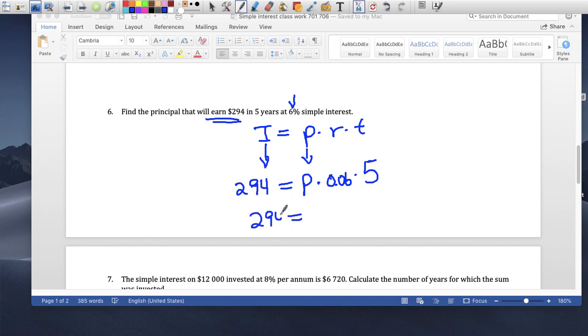So 294, this is 0.06 times 5, that's going to equal 0.3. So 0.3P, right? I multiply these two. Now I divide this by 0.3 and divide this by 0.3. So P equals 294 divided by 0.3 equals $980. How much does she need to deposit? She needs to deposit $980.